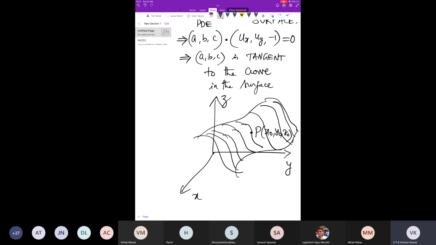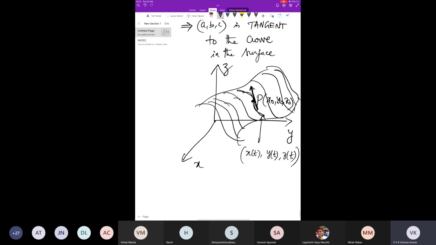All curves put together is a surface. So whenever there is a point and there is a curve passing through it, what is meant by tangent? Tangent to a surface at this point is nothing but tangent to the curve at that point. If this curve has parametric form x(t), y(t), z(t), then the tangent to this curve is represented by x'(t), y'(t), z'(t).